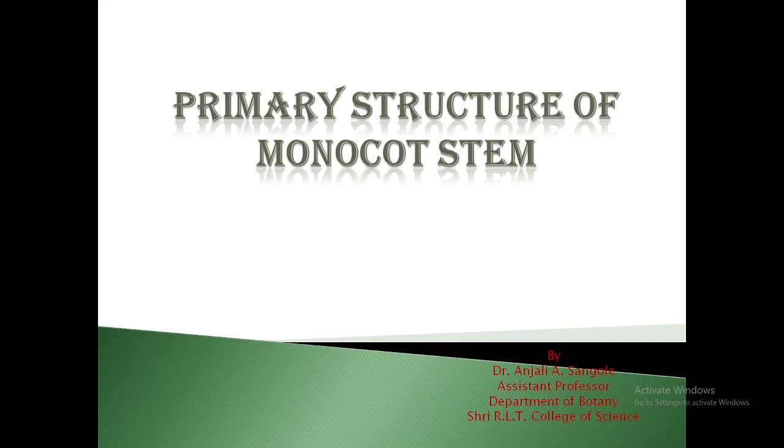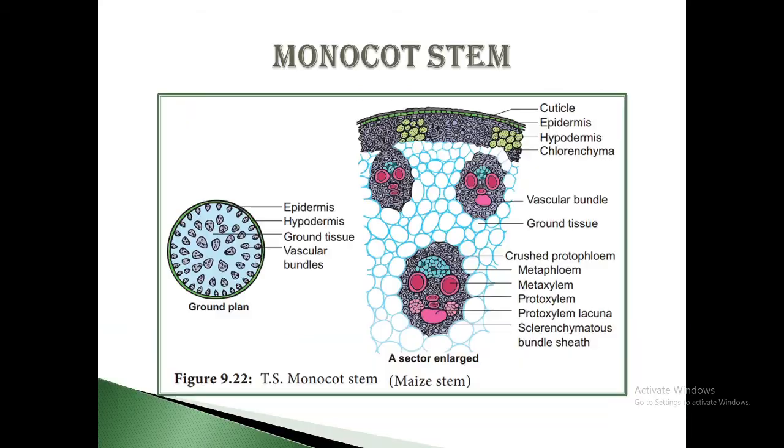Students, today we are going to start the next unit, that is the fourth unit, anatomy. In anatomy, first we are going to study the structure of monocot stem. The internal structure of monocot stem has the epidermis, cortex and stele.